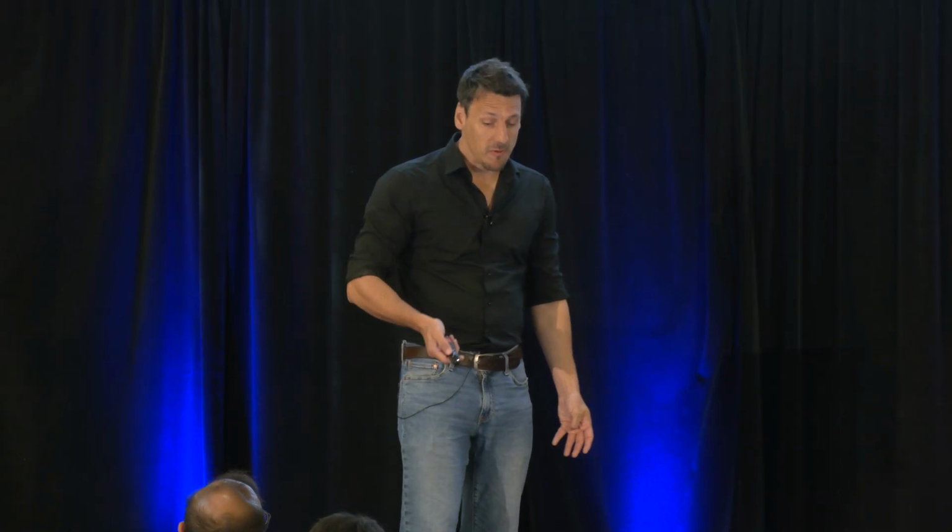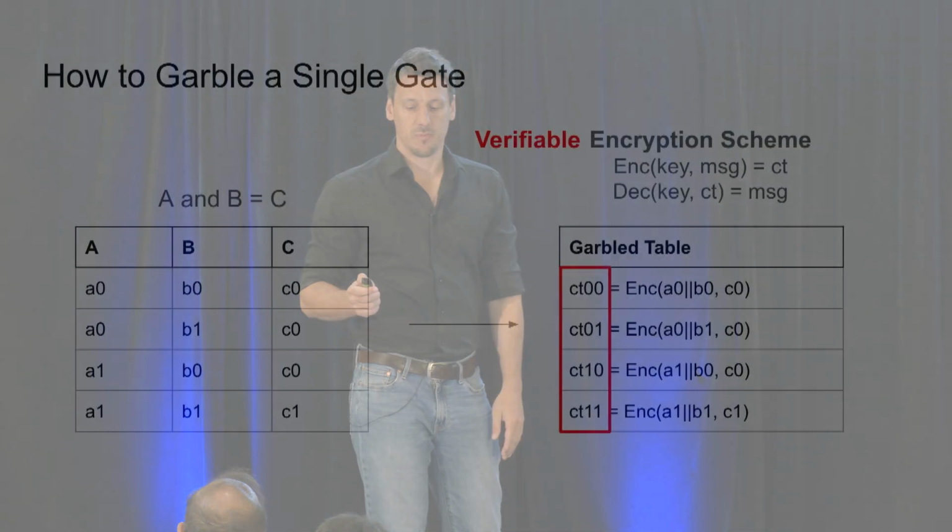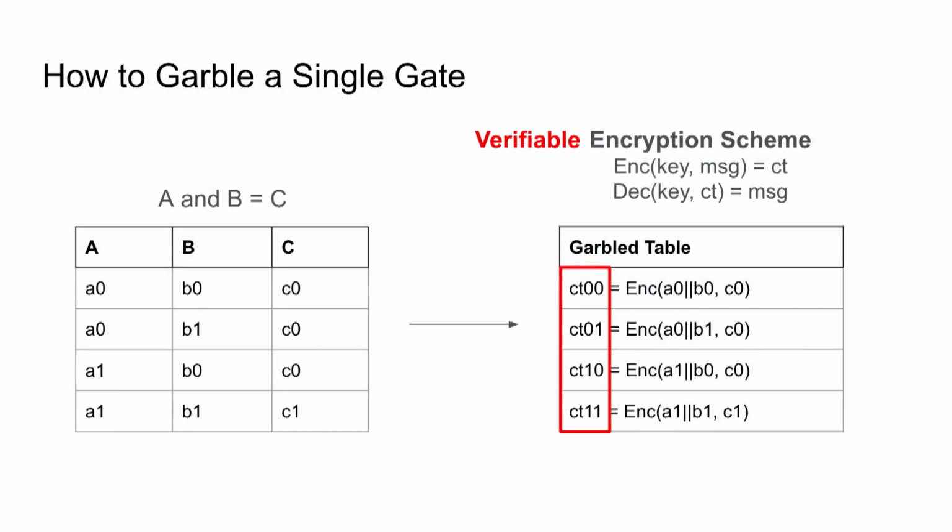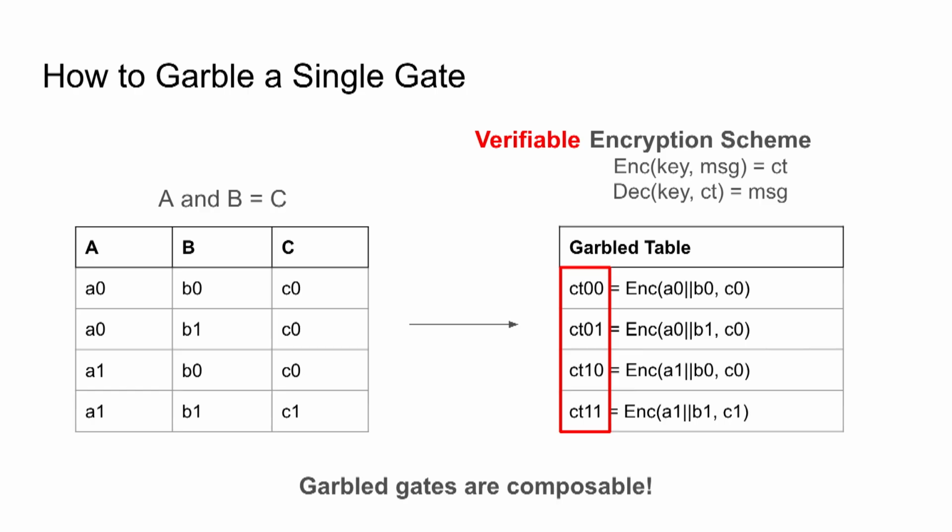It's important to have a verifiable encryption scheme. That's an important point. Since I give you only these ciphertexts, you don't know what they mean. So I need to prove to you that you can actually decrypt them into the corresponding output label if you know the corresponding input labels. So we need some sort of verifiable encryption scheme to have a verifiable garbled circuit. And once we know how to garble a single gate verifiably, we can just repeat this process to then compose a lot of these gates into an arbitrary circuit.